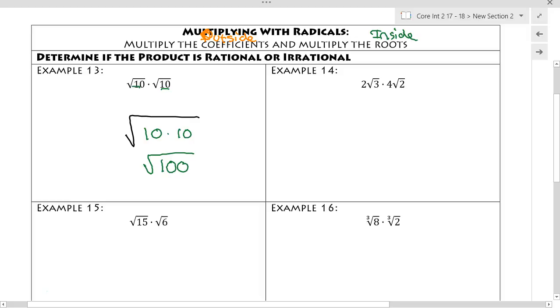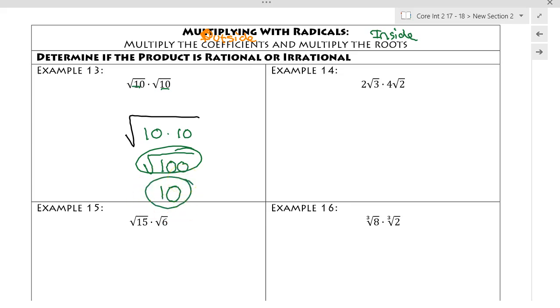I typed this whole thing in my calculator, so I just put 10. A lot of students like to leave the square root there. Once you type it in your calculator, the square root might go away. Okay, if you don't get a root in the calculator, don't write it on here.